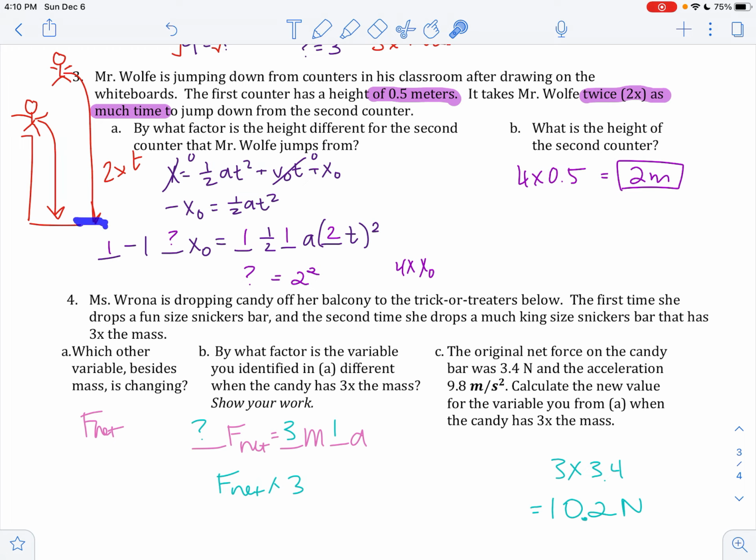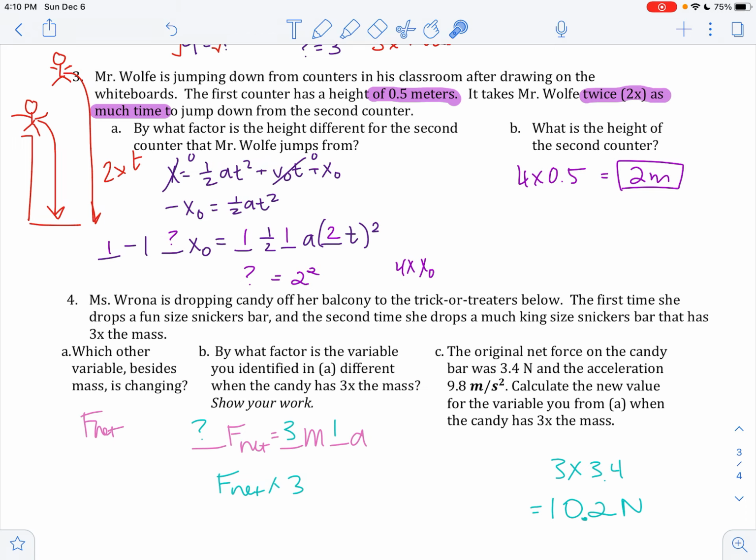And we said, oh, the final position is 0. He's on the ground at the end, so this one goes away. And then we just moved this over algebraically by subtracting x naught from both sides. His initial velocity, because he's jumping down from the counter here, is 0. And so this is the equation we are working with.